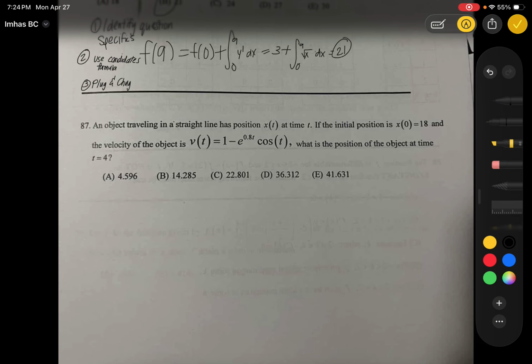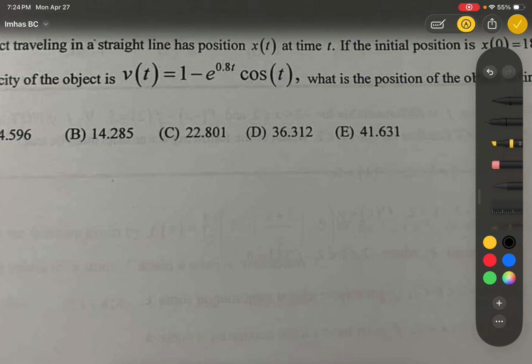An object traveling in a straight line has position x of t at time equals t. If the initial position is x of 0 equals 18 and the velocity of the object is given by this function, what is the position of the object at time t equals 4? So we're looking for x of 4.